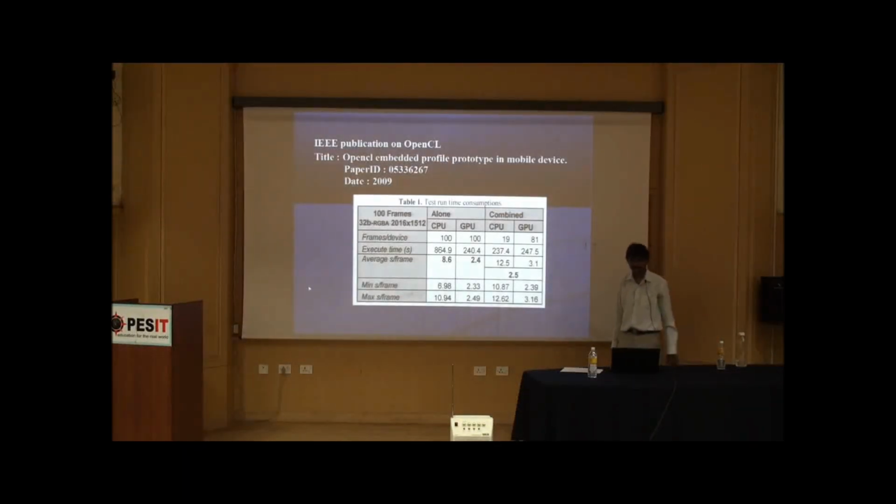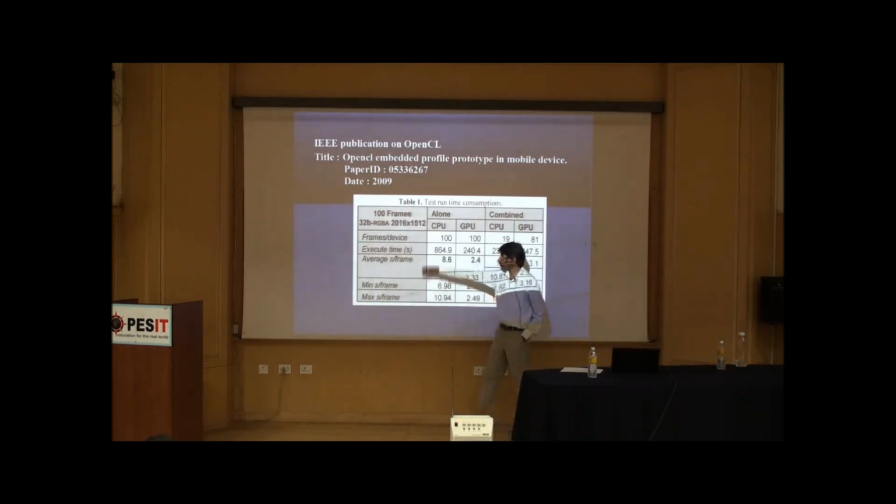This is a sample result which I just pulled out from an IEEE paper published in 2009, which talks about OpenCL used in an embedded profile prototype in mobile devices. What does it do? It is processing 100 frames of 32-bit RGBA of this resolution. So it's simple stuff.